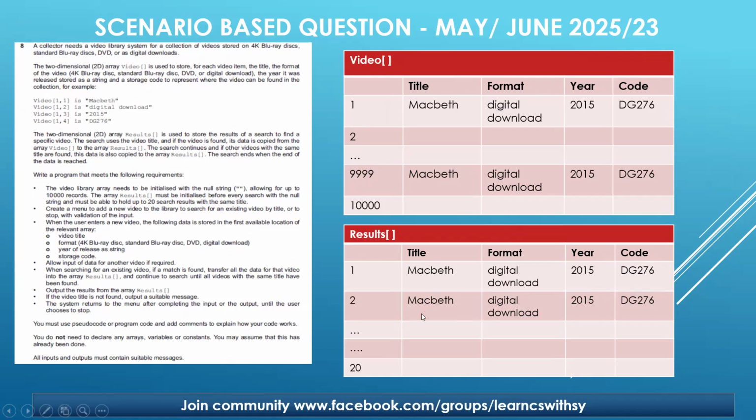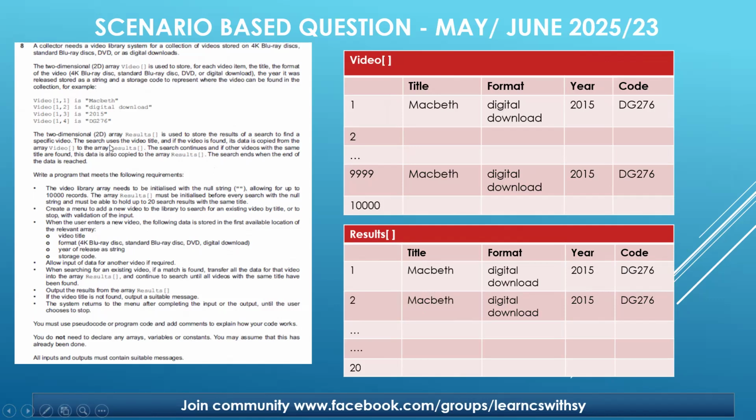So for your understanding, we have drawn both of the arrays. Video array is here and results array is here. Making it understandable, Macbeth is taken here as an example, and assuming that Macbeth is appearing twice, so it will be copied in the results array the way it is appearing in your main video array. I hope that's very much clear, understood.